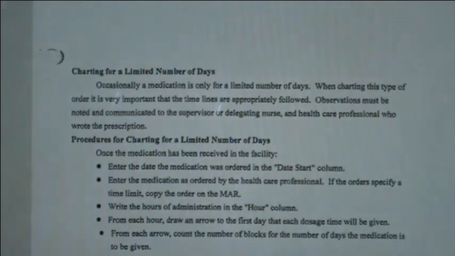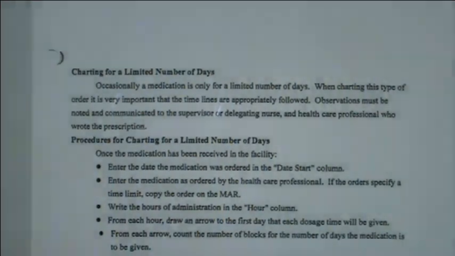Procedure for charting. Occasionally, a medication is only for a limited number of days. Okay, so this is talking about medication that the doctor has ordered for, say, 10 days or 7 days. The most important thing to know about this type of order is stopping it. Because in many instances, medications that were only supposed to be for 5 days or for 10 days continue the whole month.